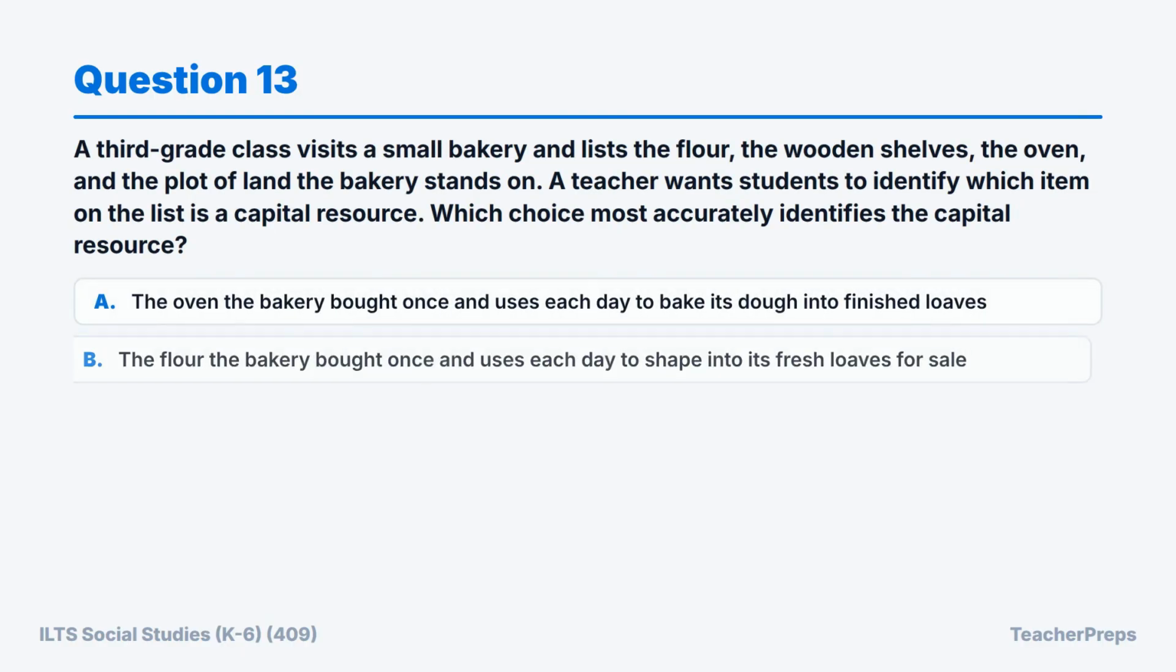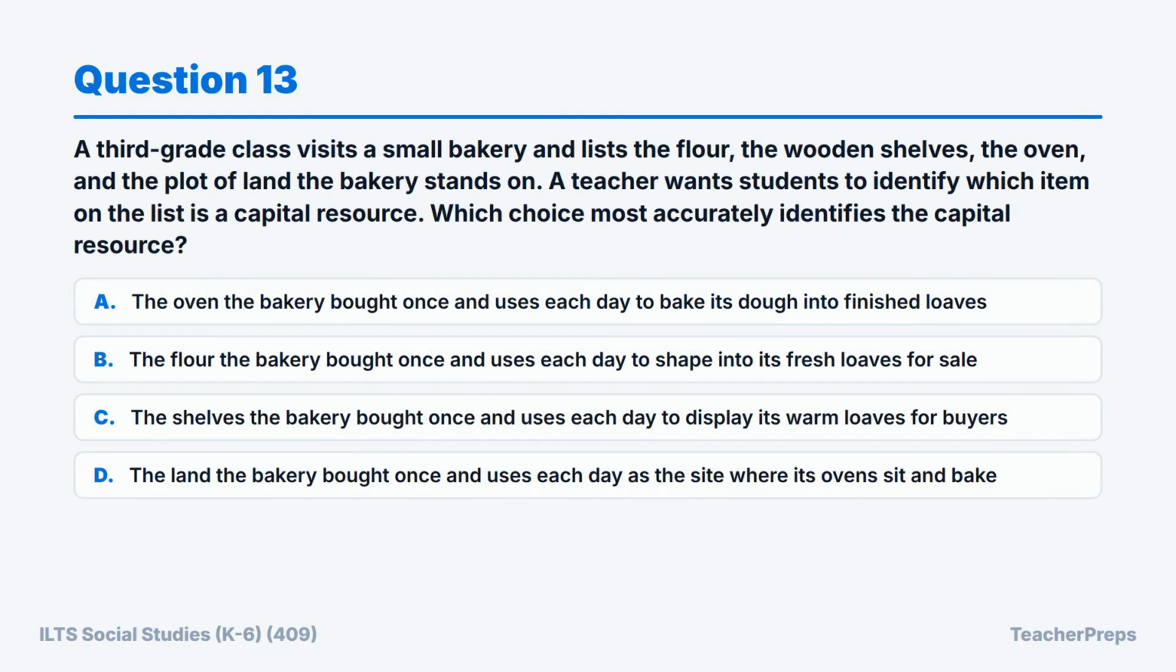Question 13. A third-grade class visits a small bakery and lists the flour, the wooden shelves, the oven, and the plot of land the bakery stands on. A teacher wants students to identify which item on the list is a capital resource. Which choice most accurately identifies the capital resource? Pause the video and select the best answer.